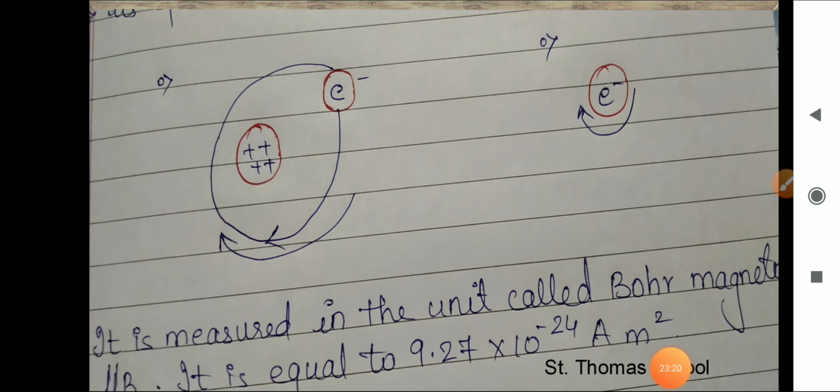You can see here, whenever the charged particles rotate, then a magnetic field will be generated, understood? That will be generated, that you have studied in your physics, right? In elements, all electrons are there.